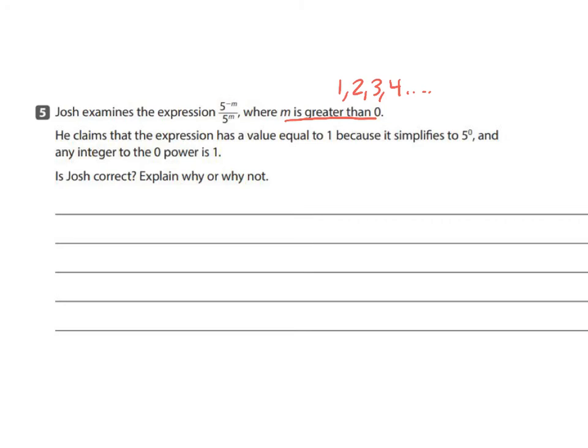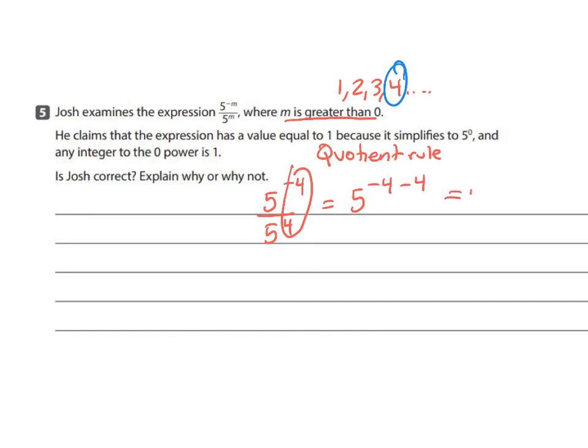So I'm just going to pick a number. I like the number 4. Okay, so I'm going to say 5 to the negative 4 over 5 to the 4th. And let's just see what happens. So we subtract our exponents because it's the quotient rule. So negative 4 minus 4, ooh, I get 5 to the negative 8. That is not simplifying to 5 to the 0.